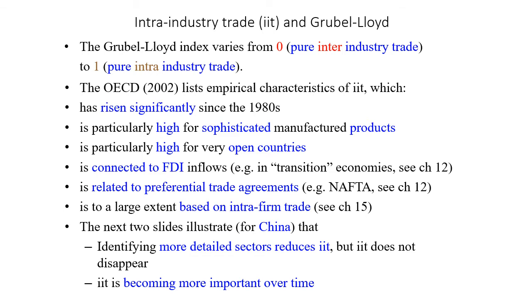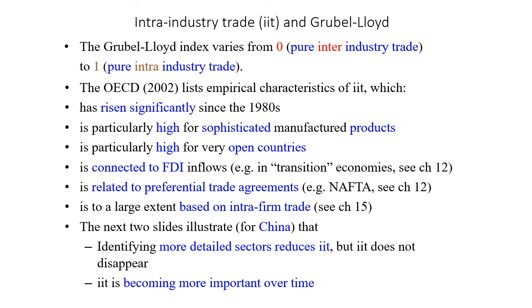And then we can also say that the intra-industry trade value is also high when we are dealing with preferential trade agreements. If you look at NAFTA, the North American Free Trade Agreement, you will find that intra-industry trade between America, Canada, and Mexico is quite high.